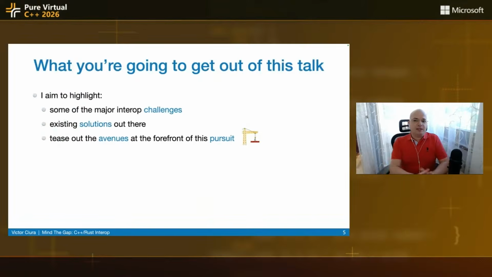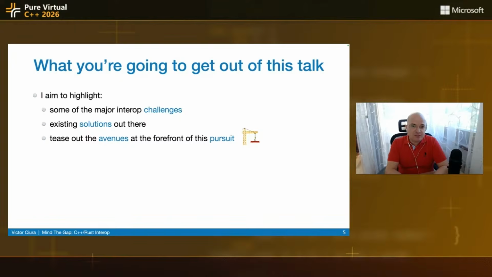So what are you going to get out of this talk? I aim to highlight some of the major interop challenges we face today, existing solutions out there, and there are a bunch of them. And I'm going to tease out some of the avenues at the forefront of this pursuit, as in active experiments and new projects that try to solve this problem. I would say that general purpose interoperability that is not tied to a specific toolchain, IR, without loss of performance, because nobody wants that, has yet to be achieved.